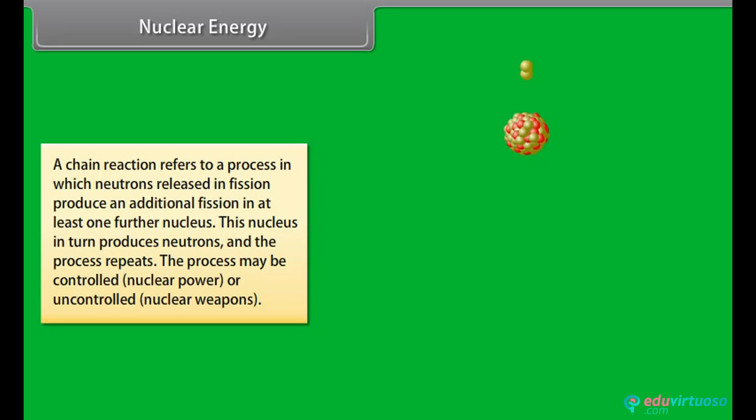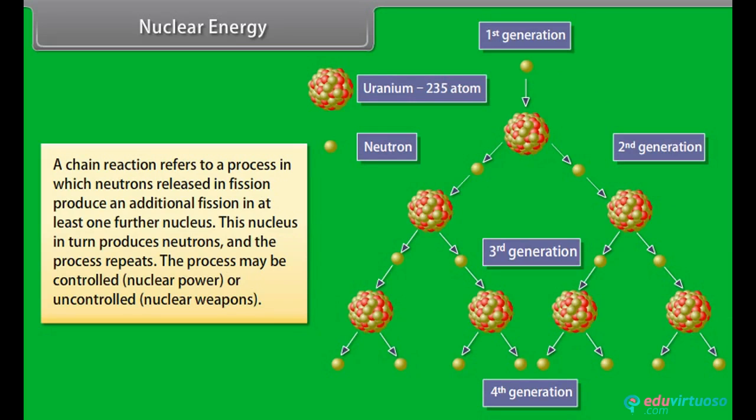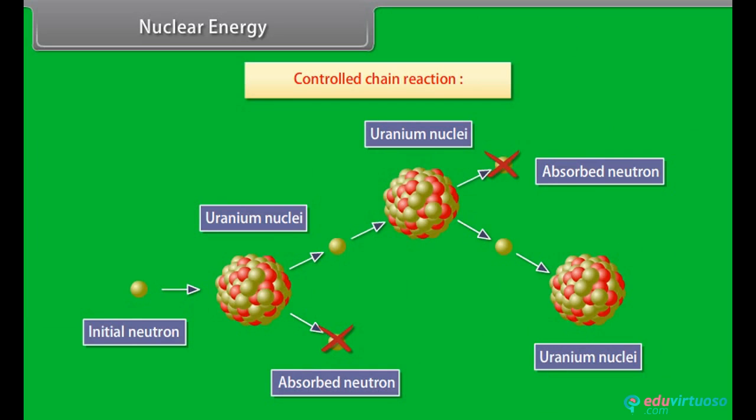A chain reaction refers to a process in which neutrons released in fission produce an additional fission in at least one further nucleus. This nucleus in turn produces neutrons, and the process repeats. The process may be controlled, that is nuclear power, or uncontrolled, that is nuclear weapons. Controlled chain reaction. If the chain reaction is arranged artificially, such that out of 2 or 3 neutrons produced per fission, on average, only one neutron causes further fission, so that the rate of fissions remains constant, then the chain reaction is said to be controlled.